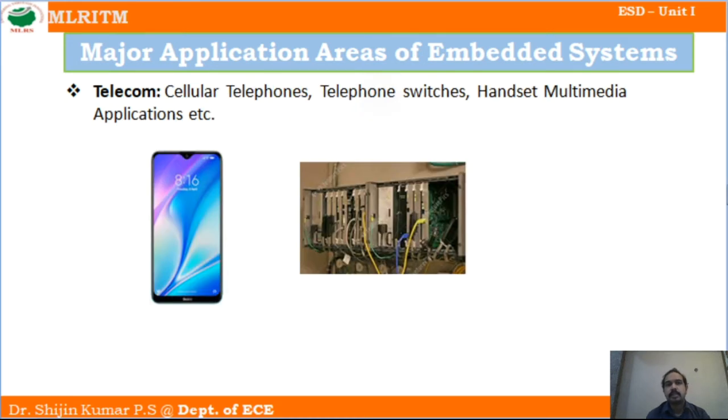Next important application is what? Cellular telephones. We can say a cellular telephone is an embedded system, so it is having software and hardware. Nowadays the cellular system is like a smartphone. Smartphone in the sense it is having a processor, and we can install any application, perform any operations, acquire data, connect it to the internet, so many applications.